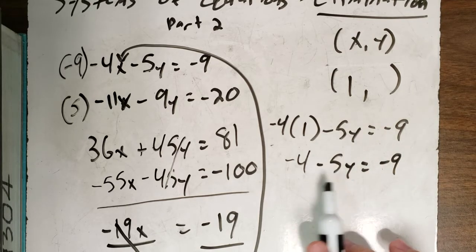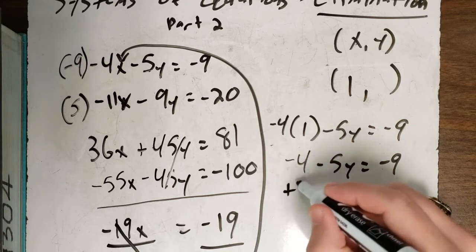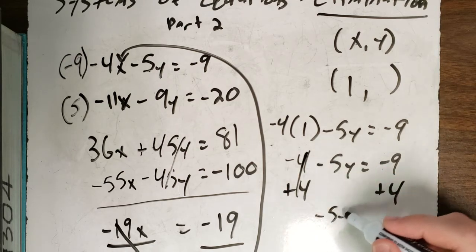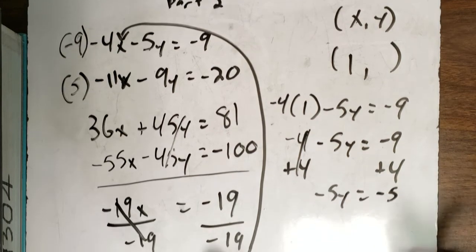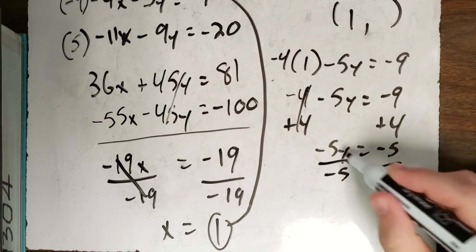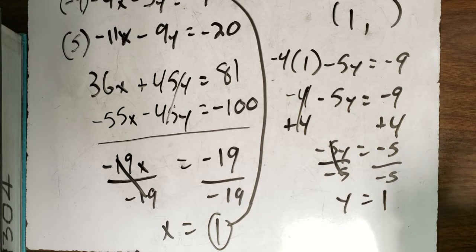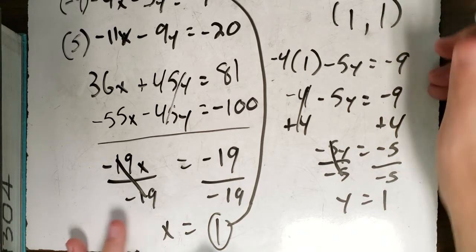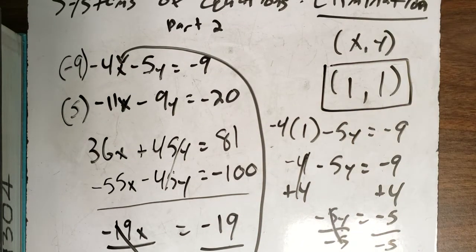Now, two-step equation. What's not attached to the letter? The 4. It's negative, so we have to get rid of it by adding 4 here. Adding 4 here. That cancels. Bring down negative 5y. Negative 9 plus 4 is a negative 5. Divide each side by negative 5, and our y equals 1. So both our x and our y are 1. That is our final answer.